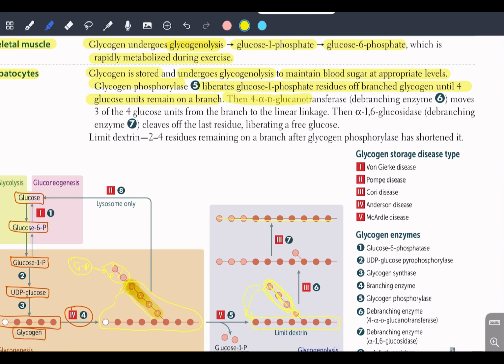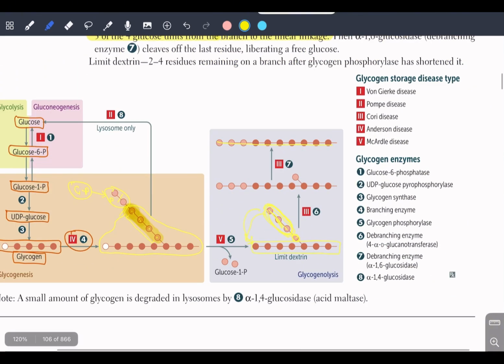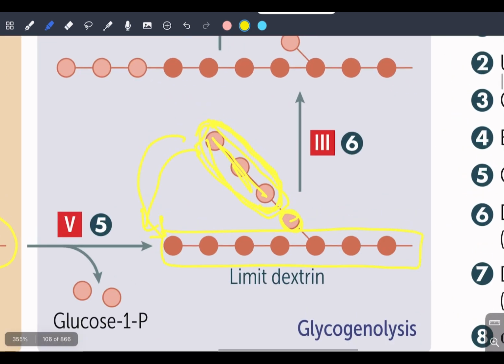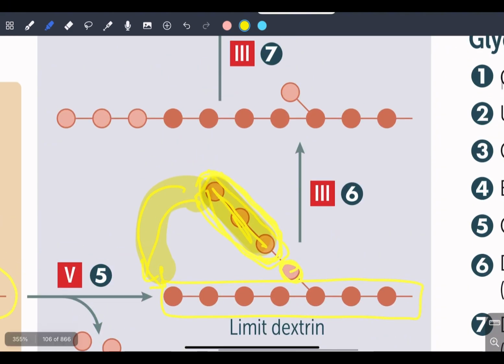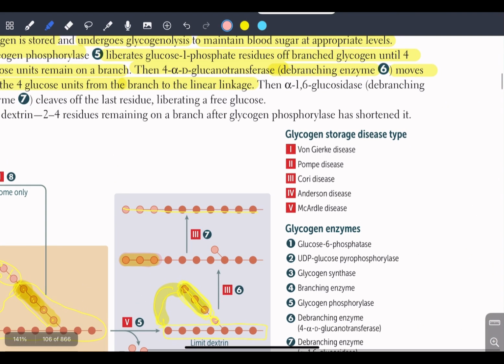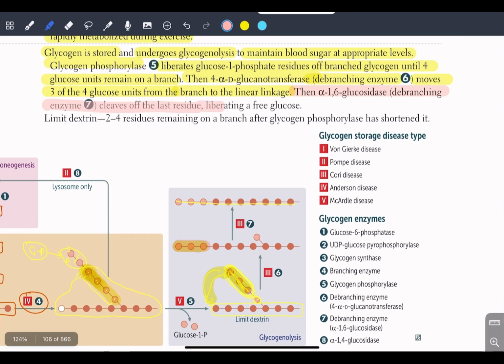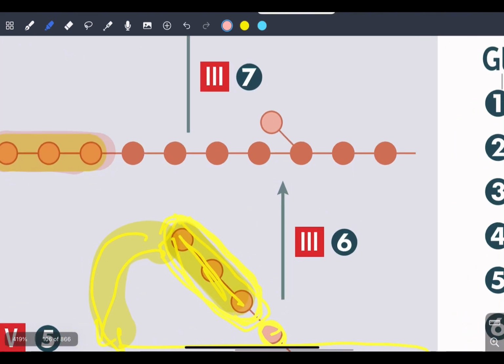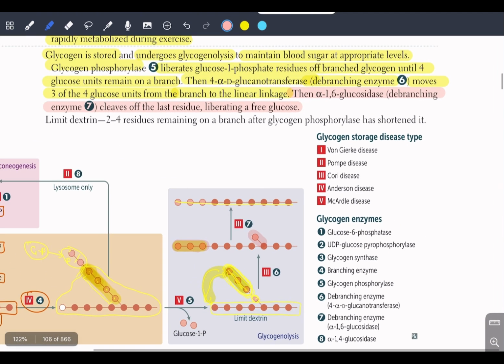Then 4-alpha D-glucanotransferase, that is a debranching enzyme, moves 3 of the 4 glucose units from the branch to the linear linkage. So then these 3 molecules of glucose are removed and added over here, and we finally get this result. So this is what they are talking about. Then alpha-1,6 glucosidase, that is a debranching enzyme, cleaves the last residue, liberating a free glucose. Then what actually happens here, the enzyme comes and releases this glucose molecule, and this is released into the blood.